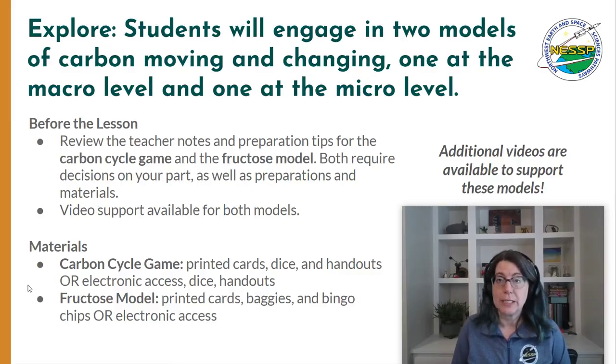Before the lesson, make sure you have understood the teacher notes and preparation for both models. There may be some printing involved. You might need some materials like dice and things like that. Both require decisions about whether you'll engage with the models physically or electronically, and some preparation of materials. In the carbon cycle game, this is printed cards, dice, and handouts. And in the fructose model, it's again printed cards with some baggies and bingo chips. Otherwise, you'll be using those electronic versions.